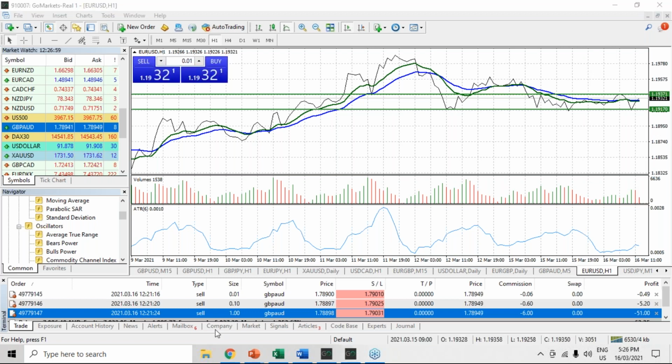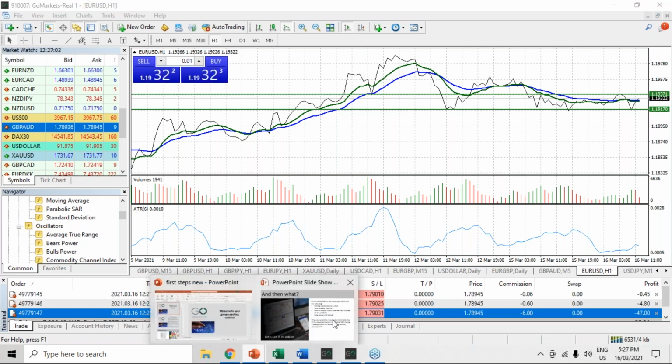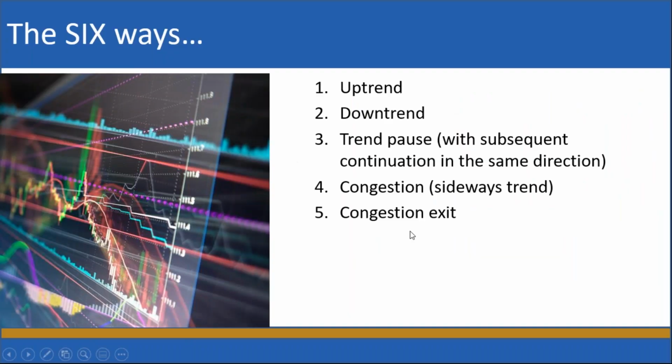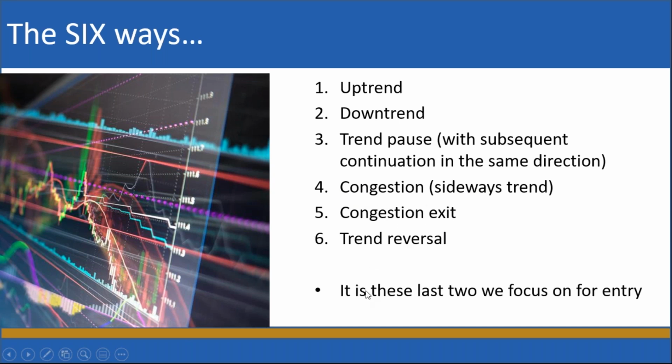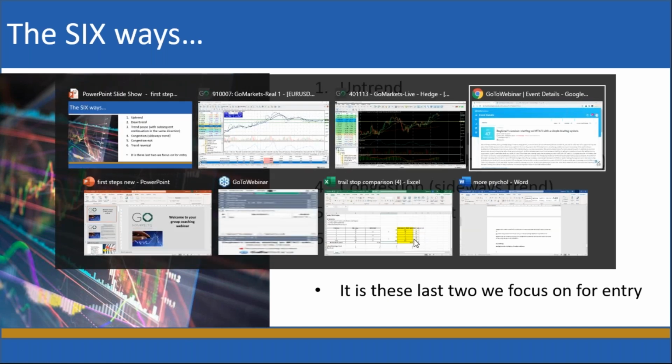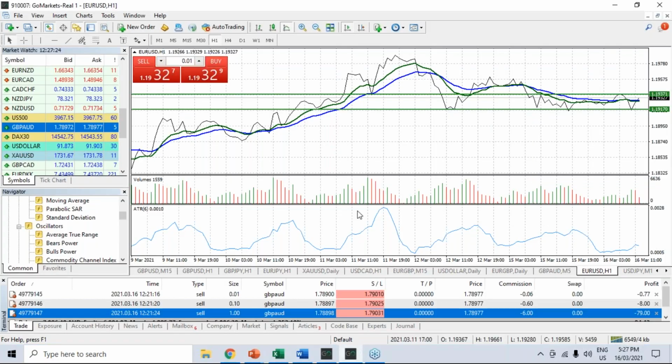I'm going to go back a step, okay? I'm going to just talk to you about how markets move. And really there's 6 ways, okay? Uptrend, downtrend, what we call a trend pause, congestion, which is a sideways trend. Then we get congestion exit when it breaks that, which we've been talking about just now, and trend reversal. And really, it's the last 2 we're interested in terms of our potential entry opportunities.